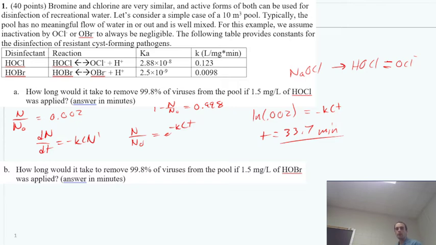So then part B was basically the same thing, but instead of using the HOCl, we're now going to use the HOBr. So same process. This time our K is 0.0098. And our time will end up being 422.8 minutes.